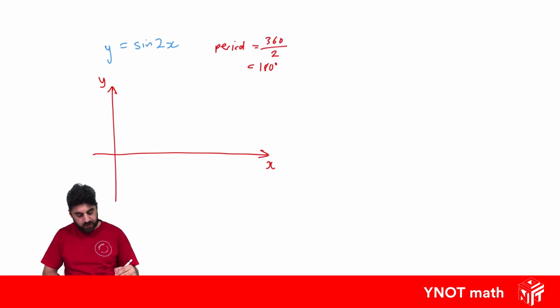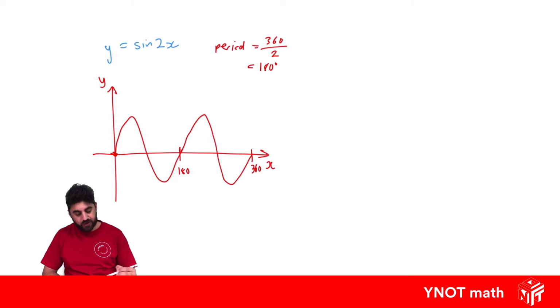So the amplitude hasn't changed, and we're still going to start from 0 and go upwards because it's positive. But this time, the period's 180. So a complete cycle doesn't go to 360, it goes to 180. So if we're graphing between 0 and 360, we need to do another complete cycle. So another cycle gets us to 360. So that would be 270, and that would be 90, and we're going between -1 and 1.